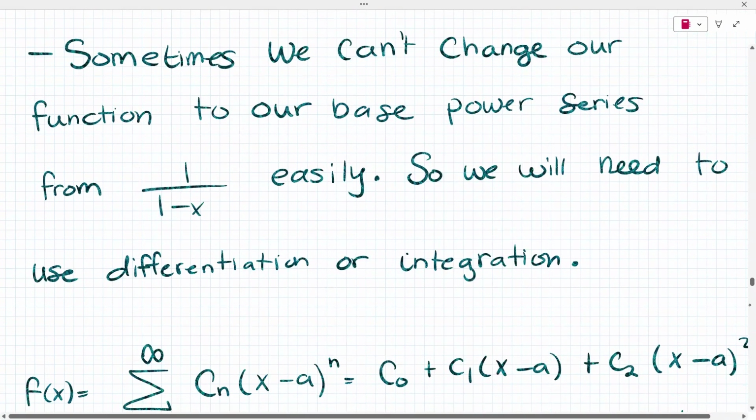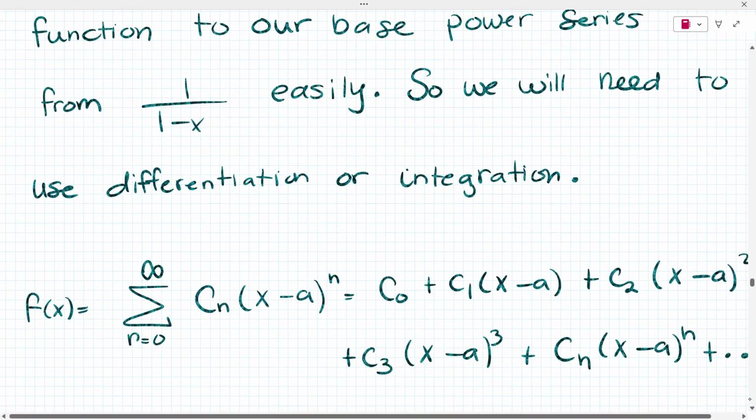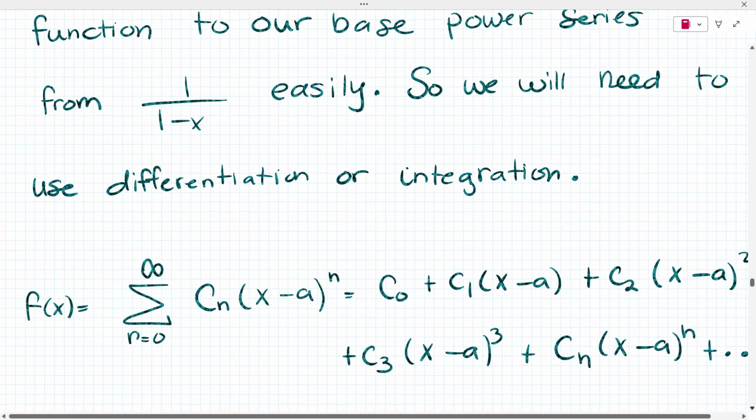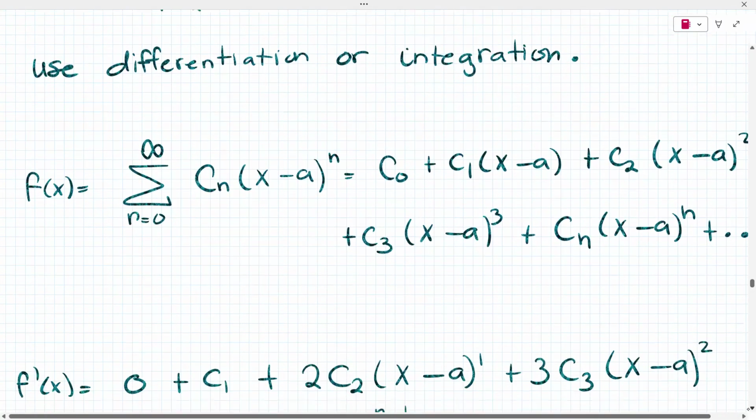Yeah, so this is what I just said. So if you can't easily put it in the power series 1 over 1 minus x, you will have to use differentiation or integration. These are just rules.